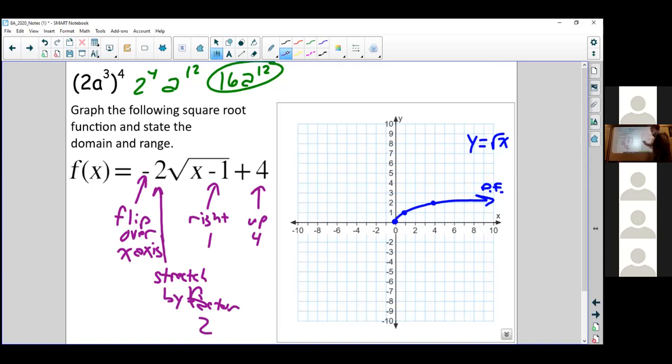Okay, so I'm going to take this point. I'm going to go right 1, and I'm going to go up 4, and I'm going to stop there for a second. It now flips it over the x-axis. So this positive 4 comes down to this negative 4 down here.